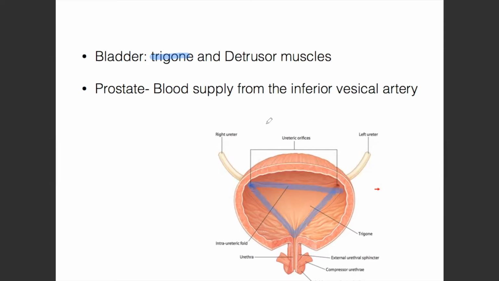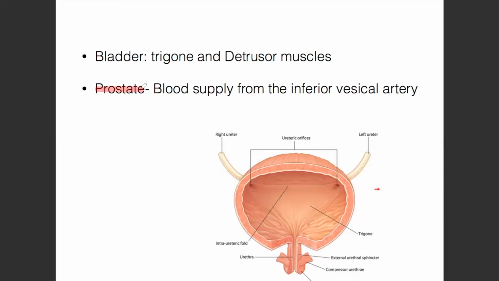That's the first thing. The second thing you need to know is the name of the smooth muscles of the bladder. The smooth muscles of the bladder itself are called the detrusor muscles. So the detrusor muscles are the muscles of the bladder. These are things I would prefer that you definitely know about the bladder.